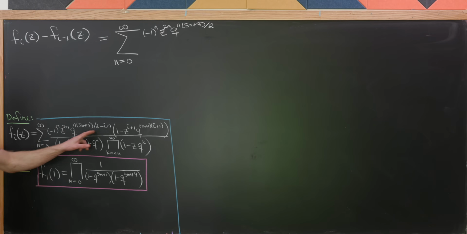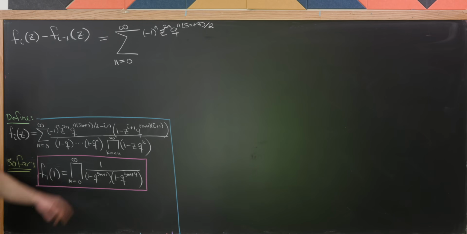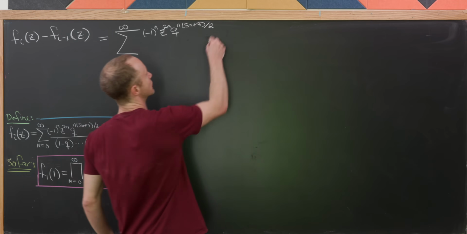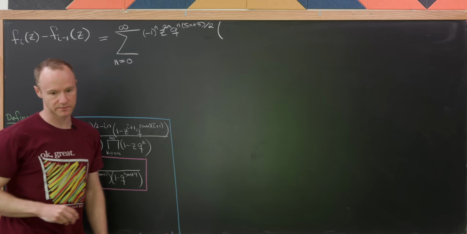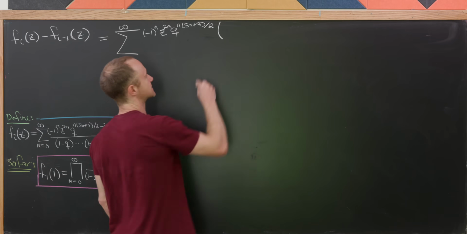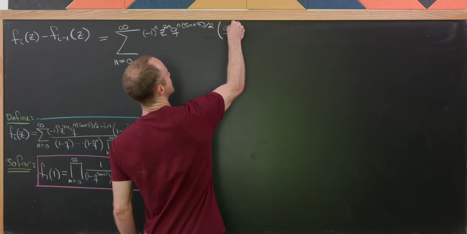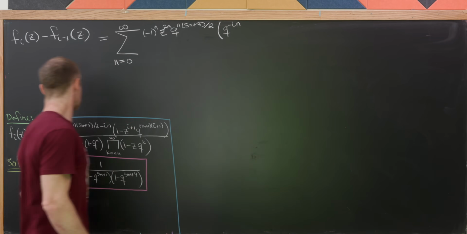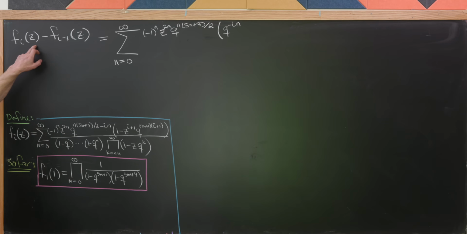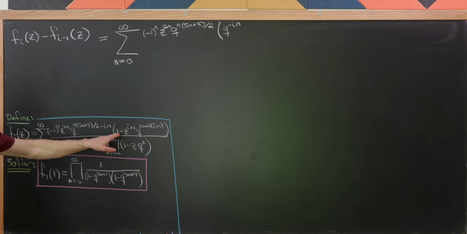And then here we also have a q^(-in), but that's going to change as i switches to i-1 here. So we're going to actually group all of the rest of the terms in these parentheses. So we'll have a q^(-in). That's from the f sub i of z term multiplying into this number 1 right here.